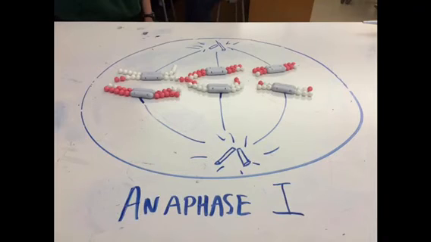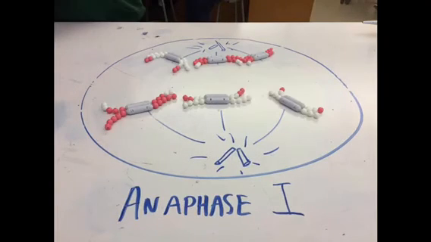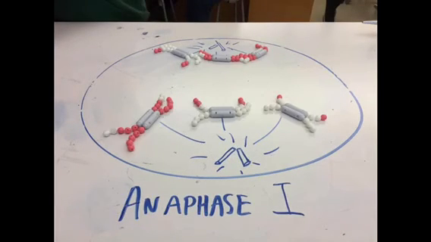Up until this point, proteins had been holding together the sister chromatids at the chromatids' arms. In anaphase 1, these proteins break down and the homologs separate and are guided to the opposite poles by the spindles attached to each chromosome.